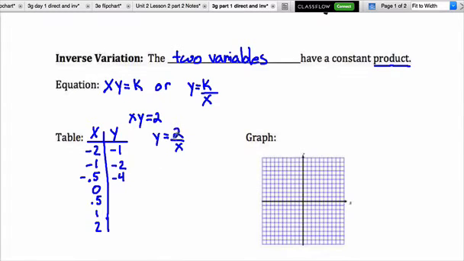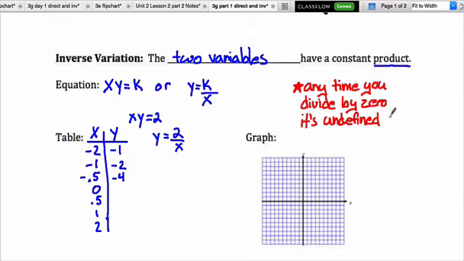Well, 2 divided by 0, which you may or may not know, you can never divide by a 0. You can have a 0 divided by any number. That would be 0. But you can never have a number and divide it by 0. Anytime you divide by 0, it's undefined. So right here, when I have 0 here, it's undefined. And we'll see what that looks like in the graph in just a moment. But that's going to be undefined.